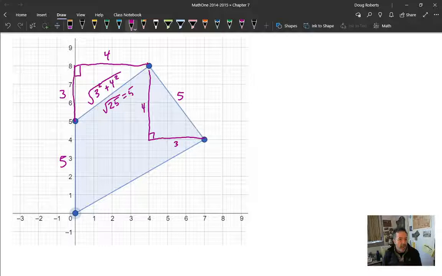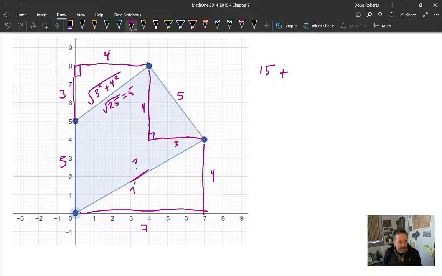So far, my perimeter is 15, right? I've got 5 plus 5 plus 5. My perimeter is the number 15 plus something else. I don't know what this one is yet. We've got to figure that out. Well, again, looking at this right triangle that we can encapsulate this with, I have here a length of 4 units, and down here is a length of 7 units.